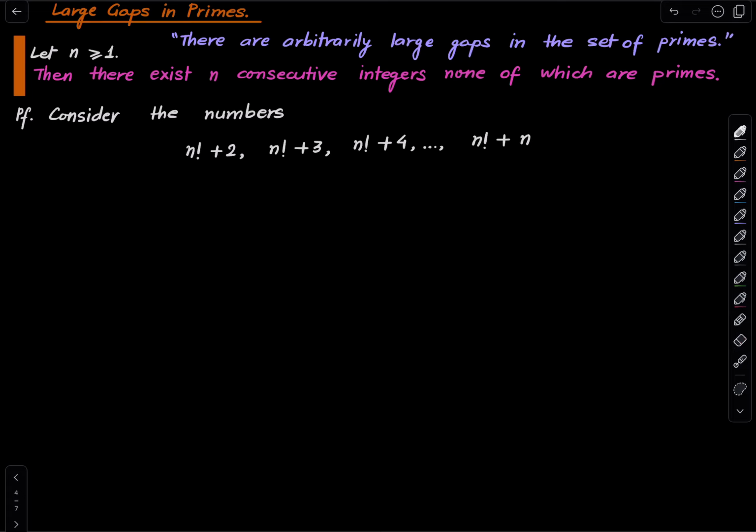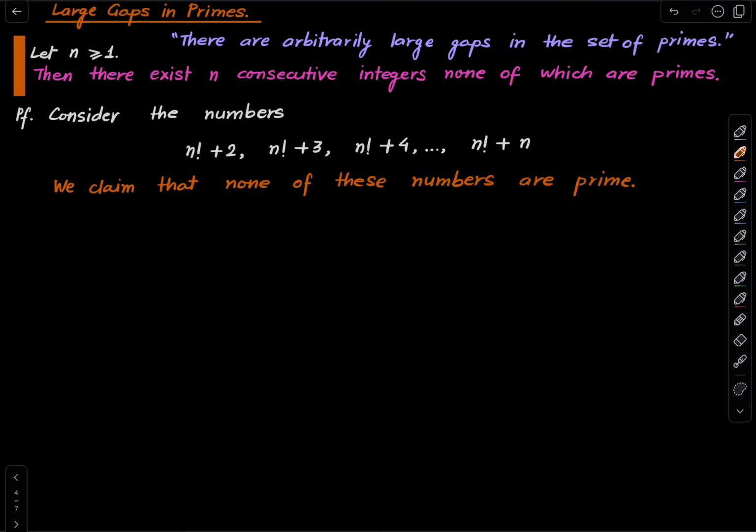And we claim that none of these numbers are prime. I don't know if it should be prime or primes. That's a problem with my English, but you understand. So what we will have shown once we do this, these are how many consecutive numbers? These are n minus 1 consecutive numbers, which we will have shown are not primes, are composite. And hence this proposition will be proven because n is some arbitrary natural number. So this is all that we want to do.